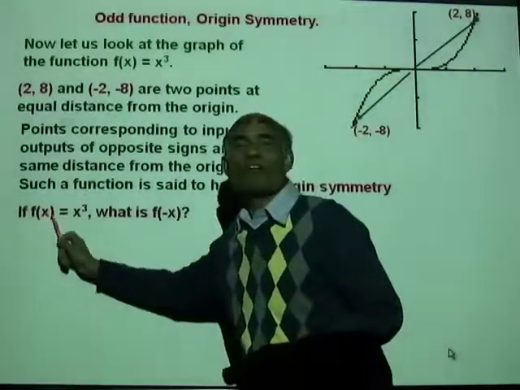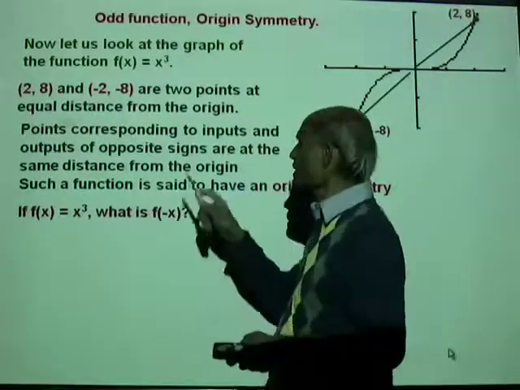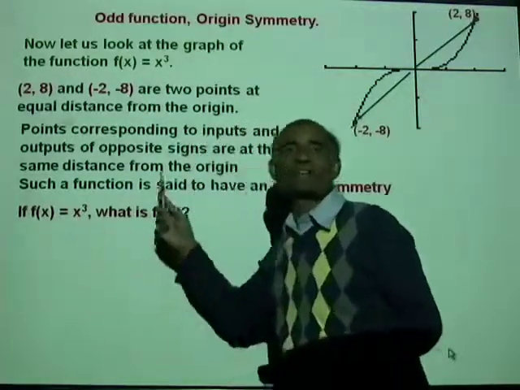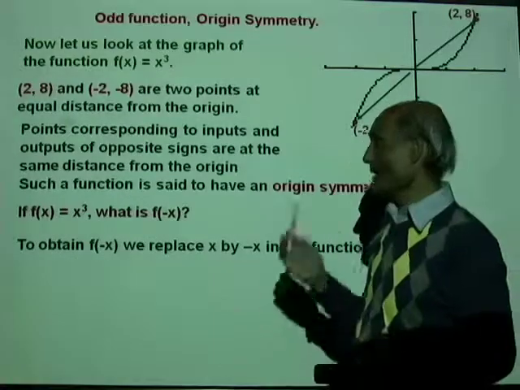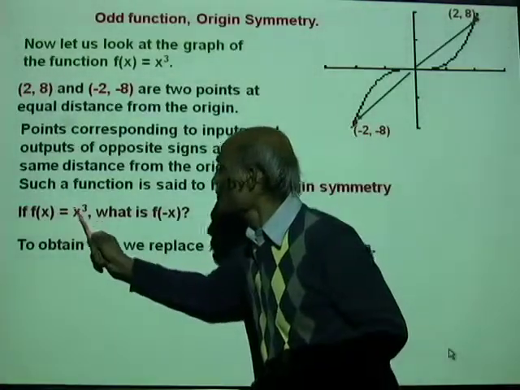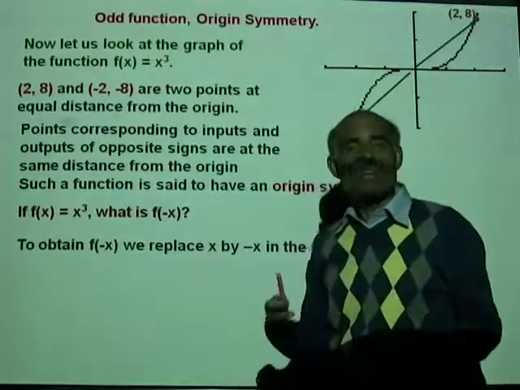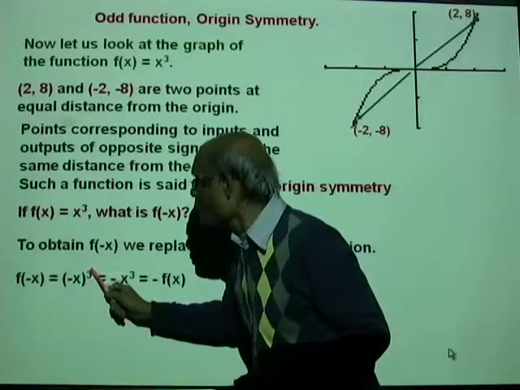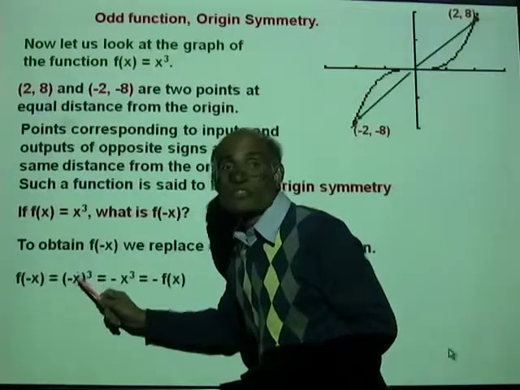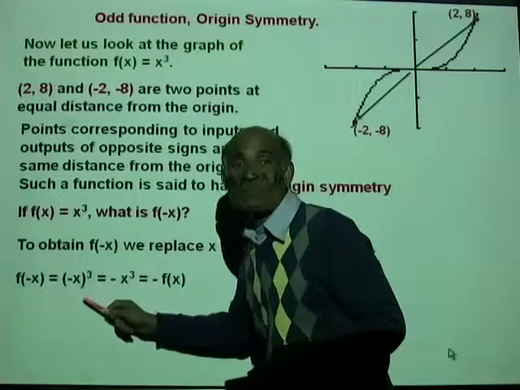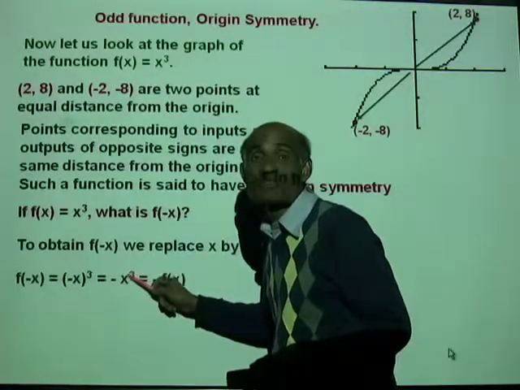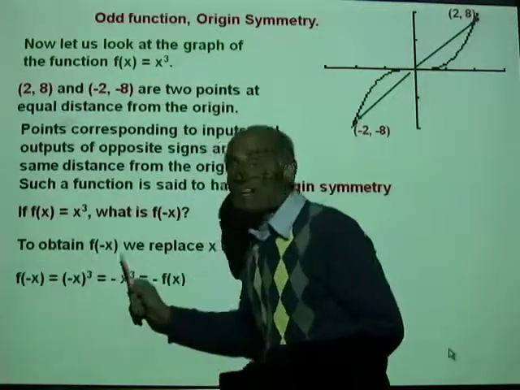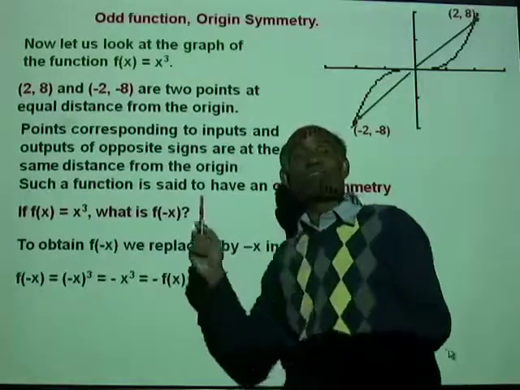Now tell me, if f of x equal to x cubed, what is f of negative x? What happens if you replace your x by negative x in this function? Well, let's do that. Replace x by negative x. Negative x all cubed is the same as negative x times negative x times negative x, and that is negative x cubed. So you notice that f of negative x is the same as negative f of x.